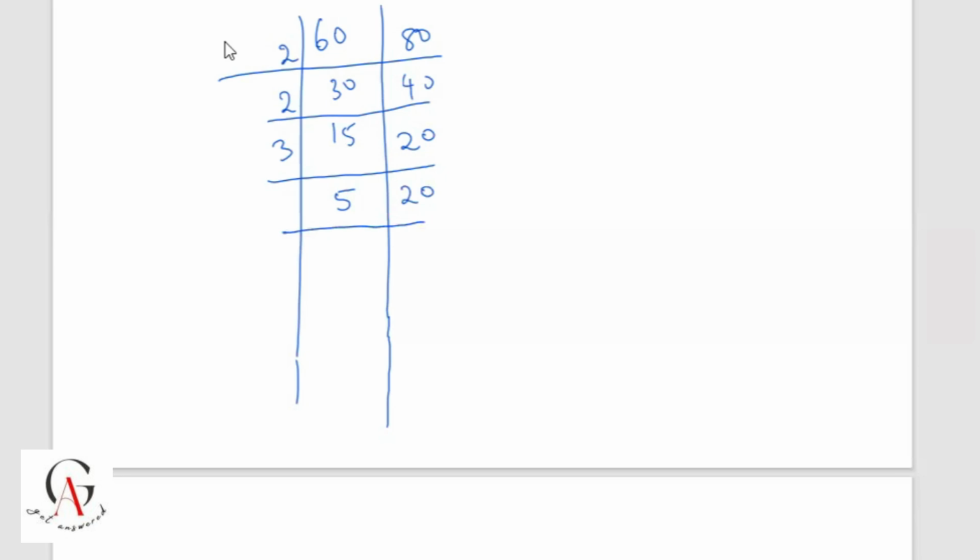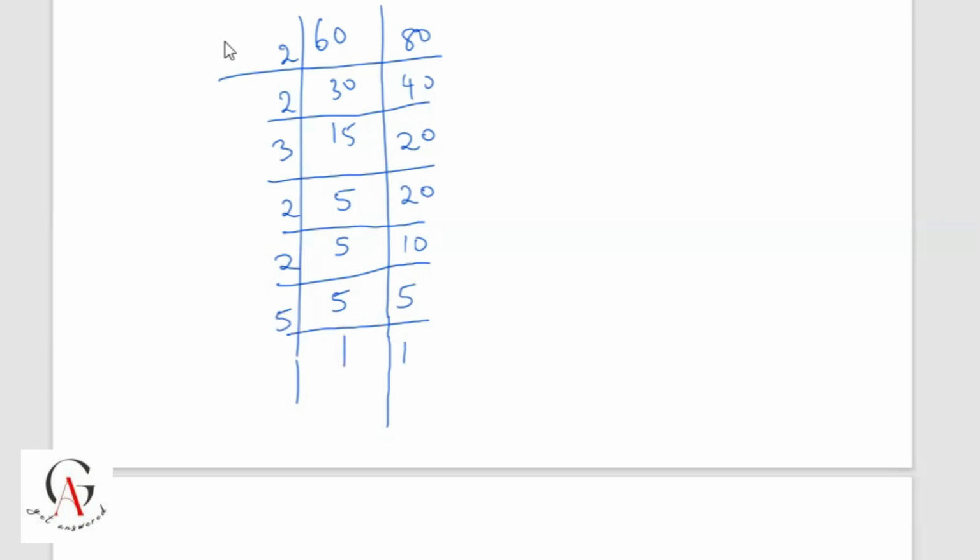Then I can still use 2. I'll have a 5 because 2 cannot go into 5. I'll have a 10. And then 2, I'll have a 5. And then I'll have a 5. And then by 5, I have a 1. Then I have a 1.